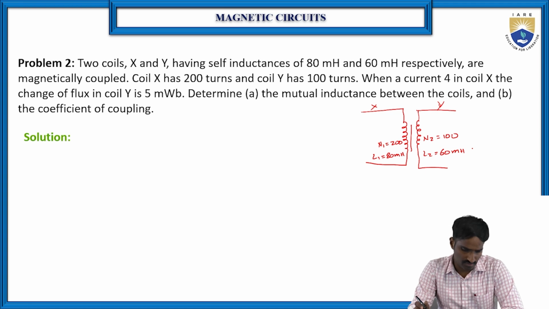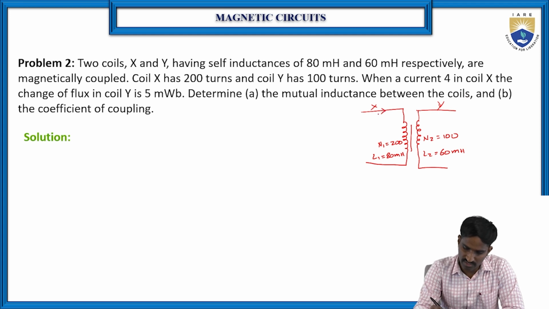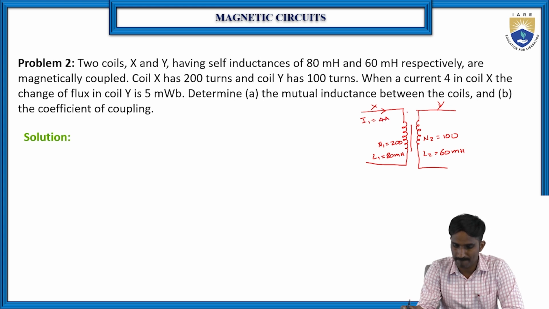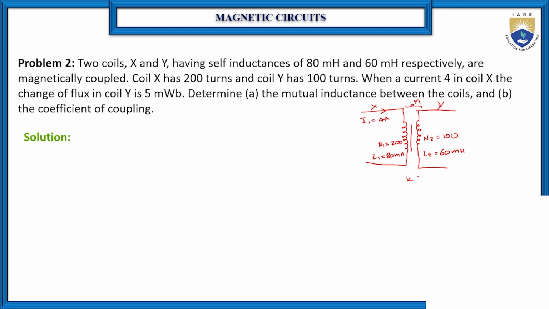And another one, of course, when you pass a current of 4 amperes in coil X, let us consider I1, which means the change in current in the primary circuit. I1 is equal to 4 amperes, let us consider. Then what we need to find is the mutual inductance between these two coils, as well as the coefficient of coupling. So first let me find the mutual inductance.